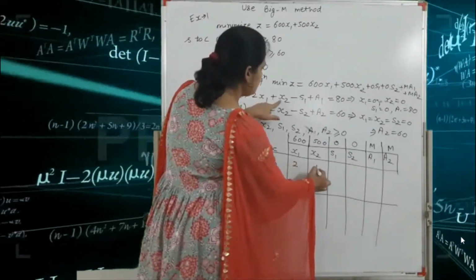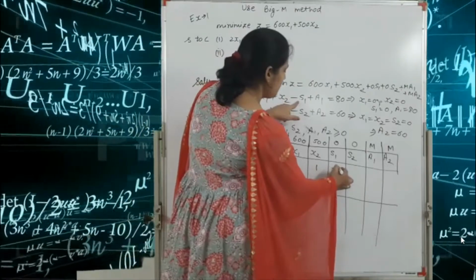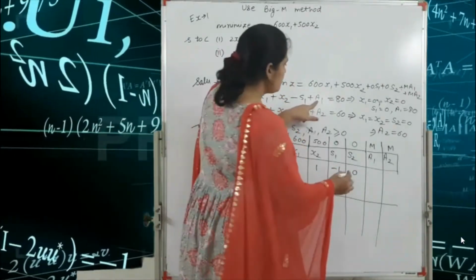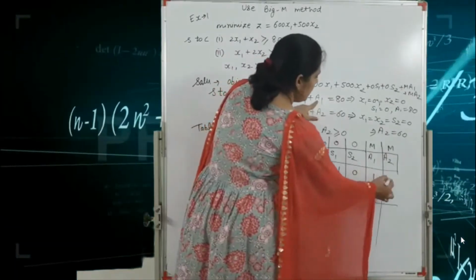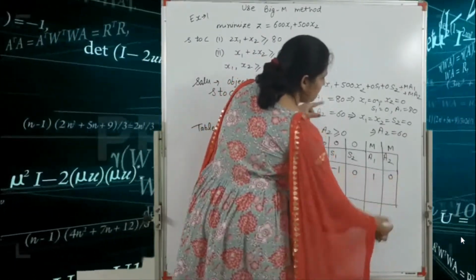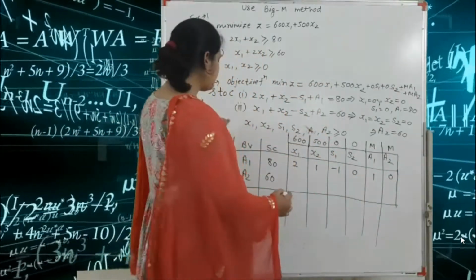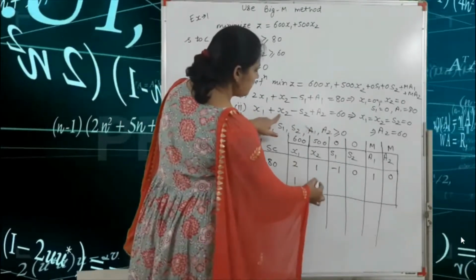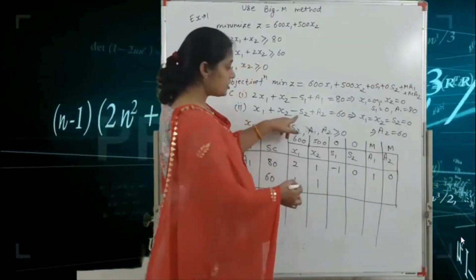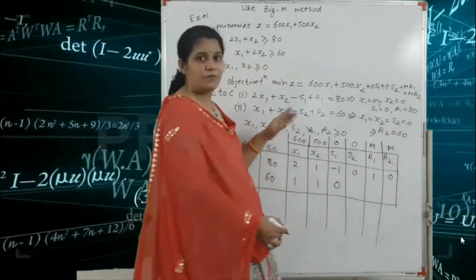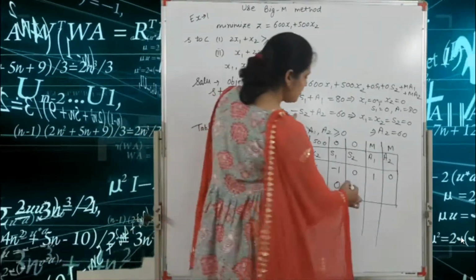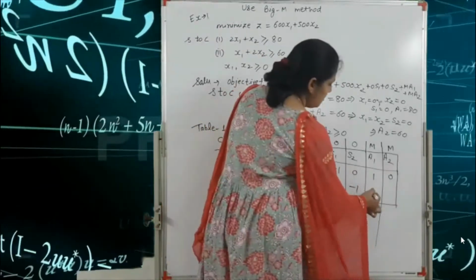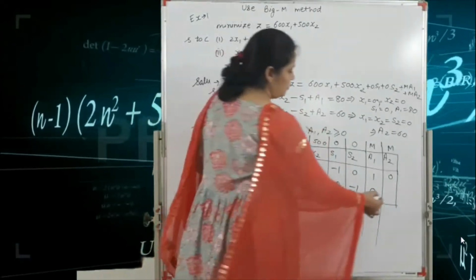The first equation: coefficient of x1 is 2, coefficient of x2 is 1, coefficient of s1 is minus 1, coefficient of s2 is 0, coefficient of a1 is 1 and coefficient of a2 is 0. Second equation: coefficient of x1 is 1, coefficient of x2 is 1, coefficient of s1 is 0, coefficient of s2 is minus 1, coefficient of a1 is 0 and coefficient of a2 is 1.